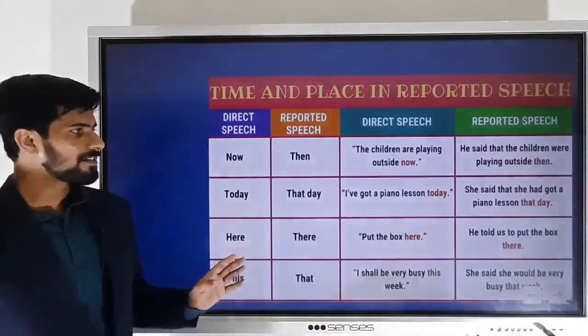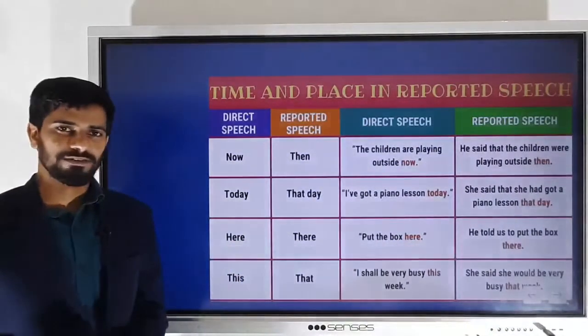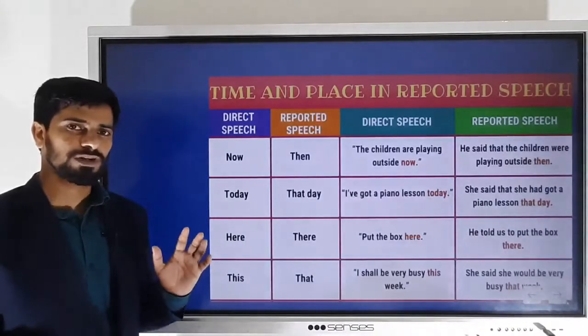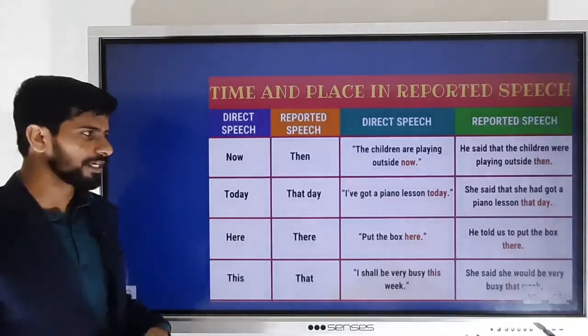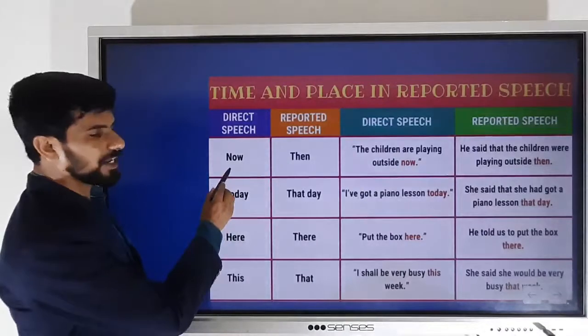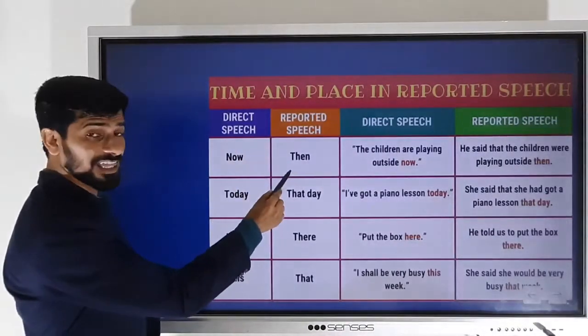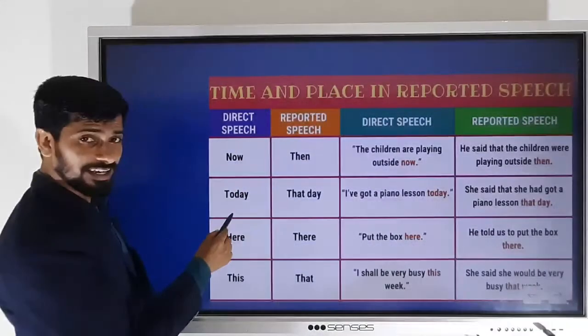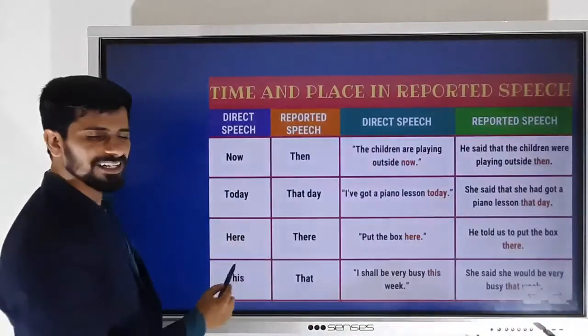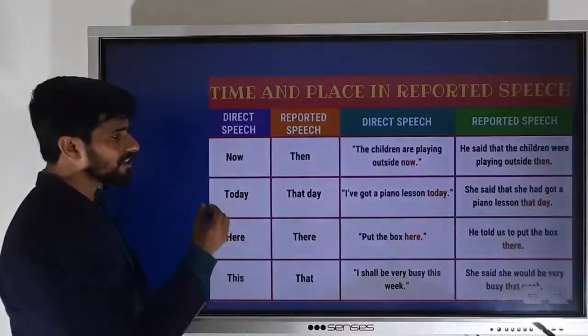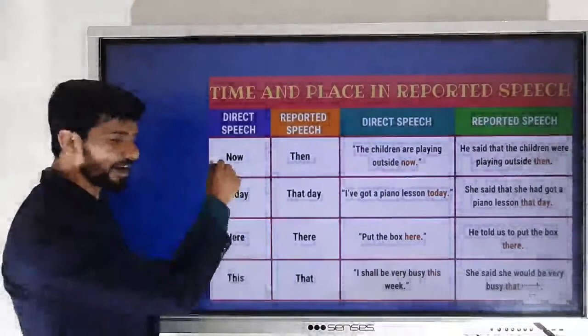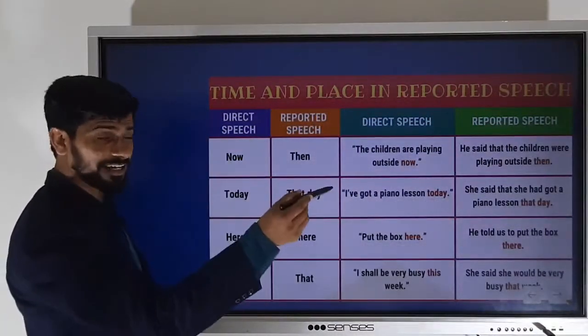Okay, here we can see what are the changes that take place when it comes to words denoting time and place. Look, "now" becomes "then" in indirect speech. Today, that day; here, there; this, that. So the distance increases, right? Now becomes then in reported speech.